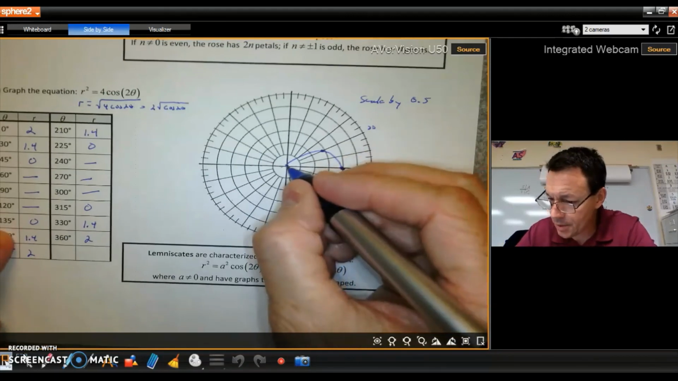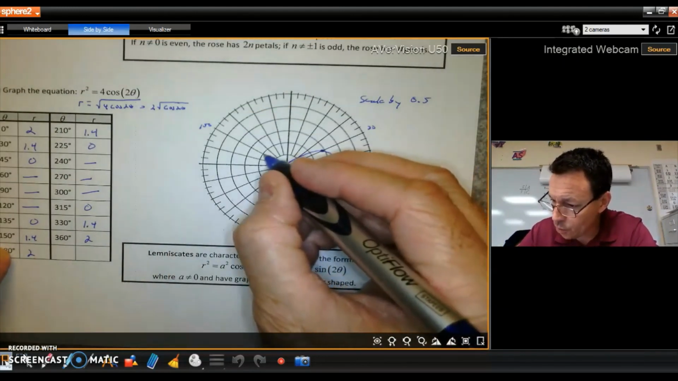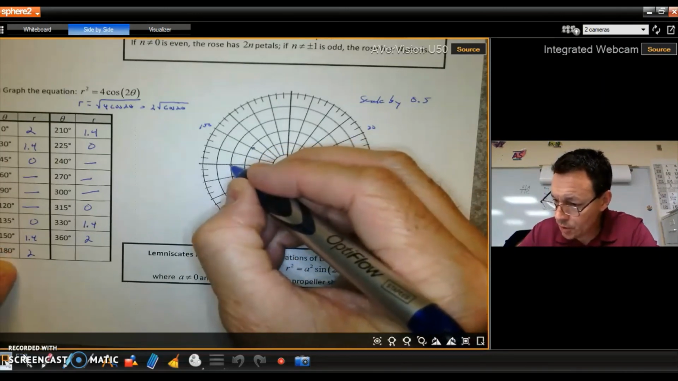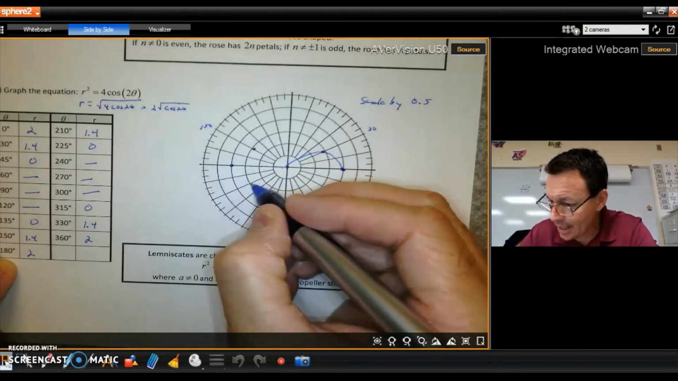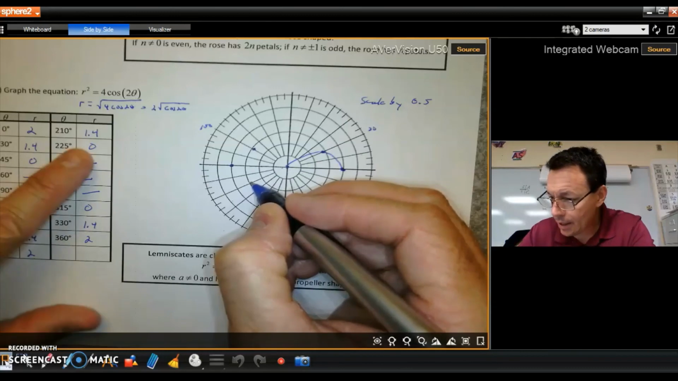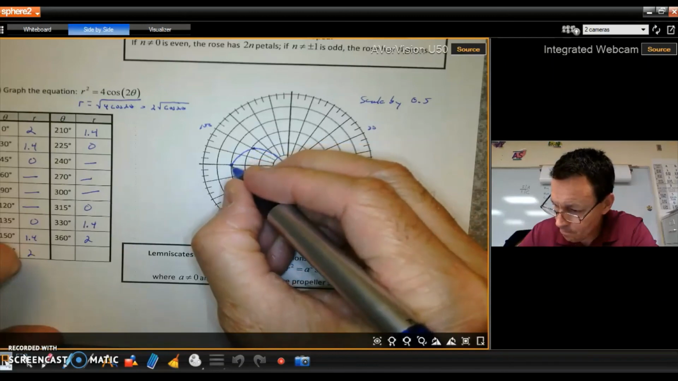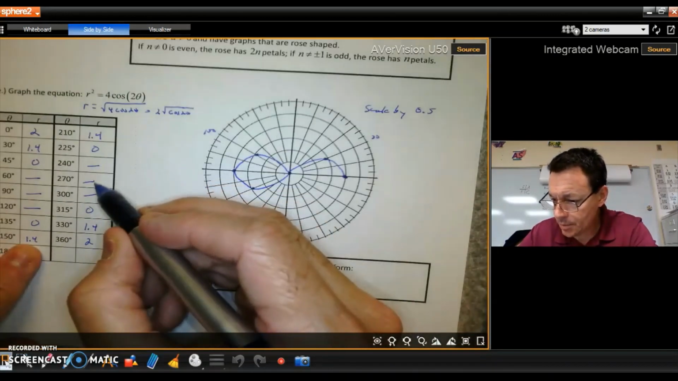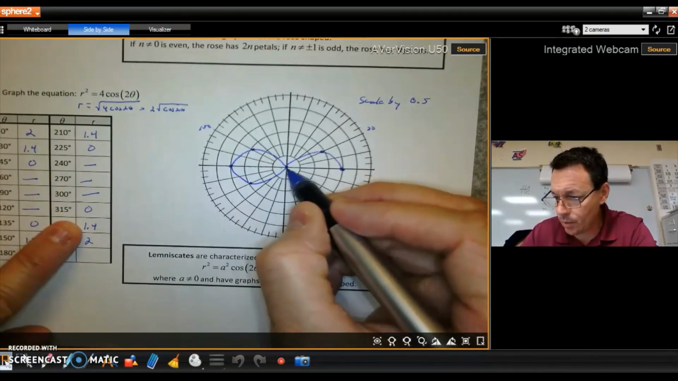So 135, I'm still at 0. At 150, so here's 150, I should be out at 1.4, so remember, half, 1, 1.5, so just inside. At 180, I should be at 2, that's right here. At 210, I should be back in at like 1.4, and then I go back to 0. So let's just go ahead and connect the dots. And then skip, back to 0. So we're back at the pole. So there's no gap. We're just going to start right where we left off.